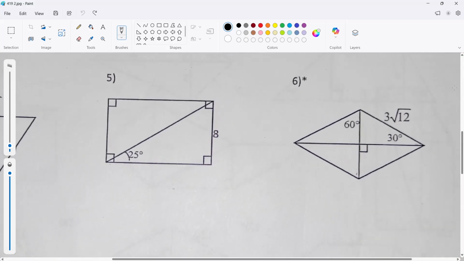Here is number 6. I've got this kite, and I need to find the area. What is the area of a kite? Well, remember the area of a kite is like this.